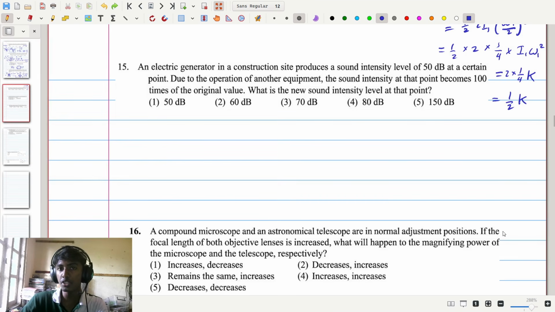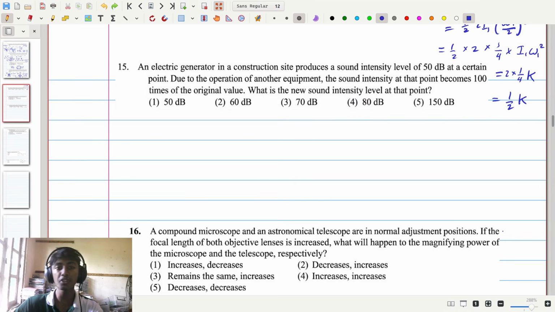Now moving on to question number 15. Question number 15 says, an electric generator in a construction site produces a sound intensity level of 50 decibels at a certain point. It then says, due to the operation of another equipment, the sound intensity at that point becomes 100 times the original value. So this means that the machinery we are using is extremely loud. They ask us what is the new sound intensity level at that point.